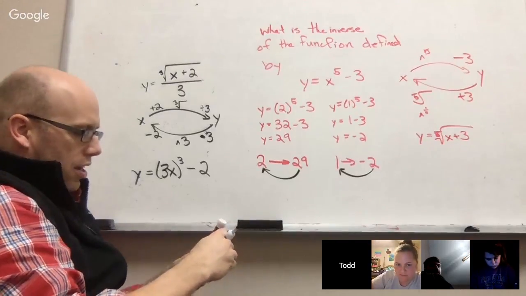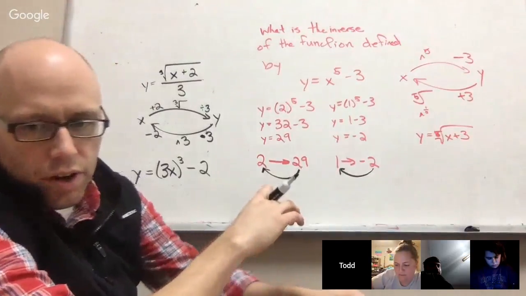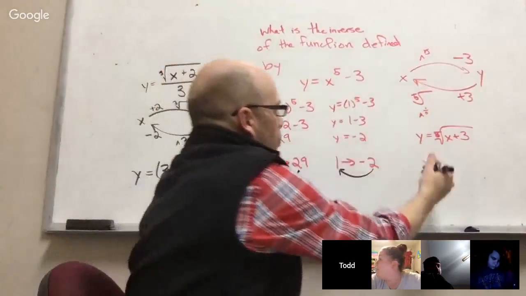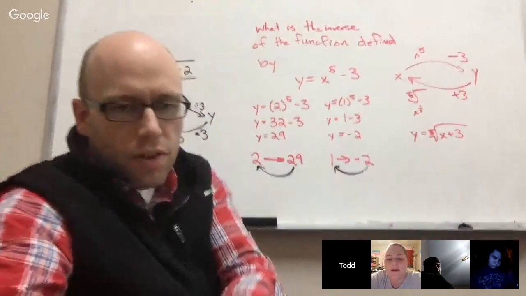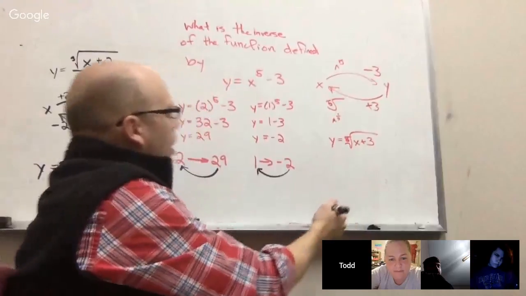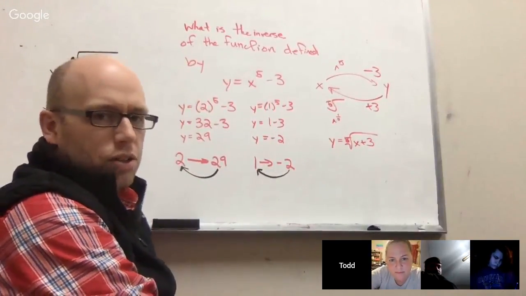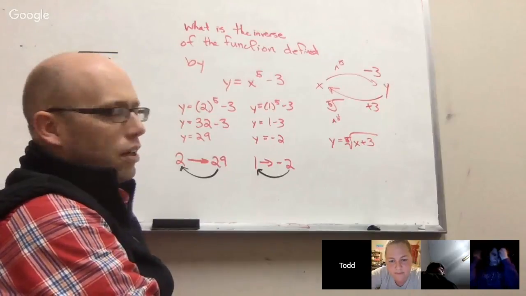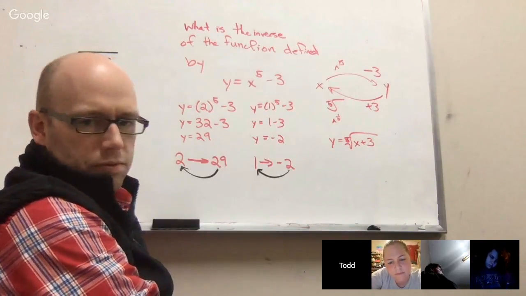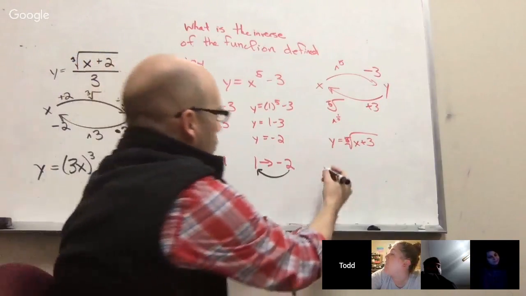Now, Blake, you said you knew a method for getting this, right? So if you start with y equals x to the 5th minus 3, Blake, tell us what your strategy would be to do this. So mine was just to switch the x and y variables.